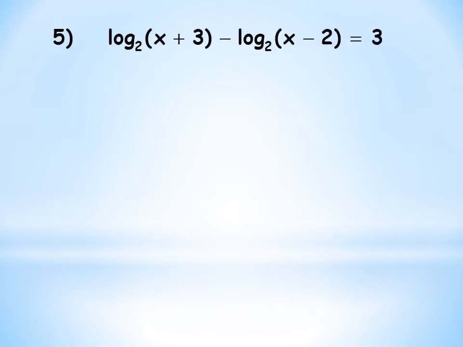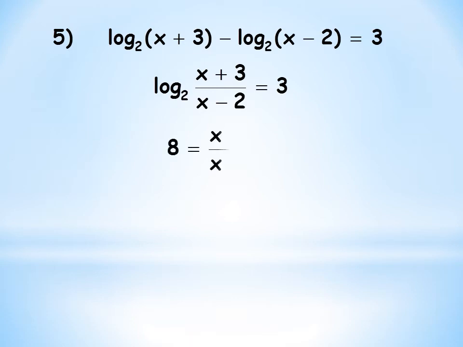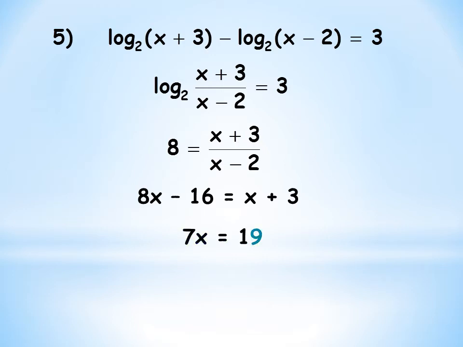All right, now again, I have two logs. They have the same bases, so I'm going to condense these. Subtraction changes to division. I can go ahead and put this in exponential form. 2 to the third is 8. And I can cross multiply, or you can think of it as multiplying through by x minus 2 to get rid of the fraction. 8x minus 16 equals x plus 3. Go ahead and combine all your like terms and solve. Not forgetting to check that your answer works, but in this case it does.